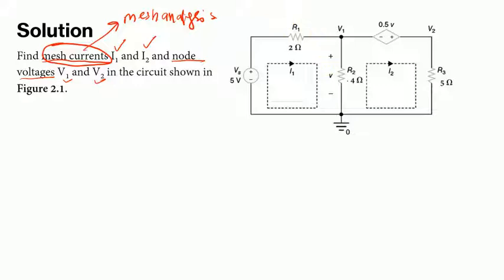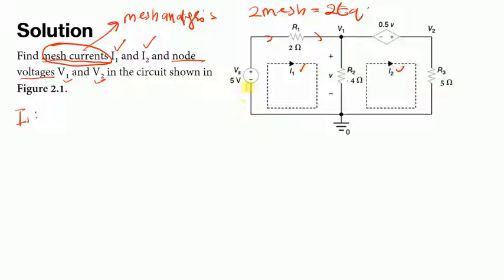Here you have I1 and I2, which means you have two meshes, so you need two equations. Let's take a look at the mesh equation for I1 first. We need to look at this loop and the arrow for the current direction. The current goes this way. So we start from here, the voltage source.